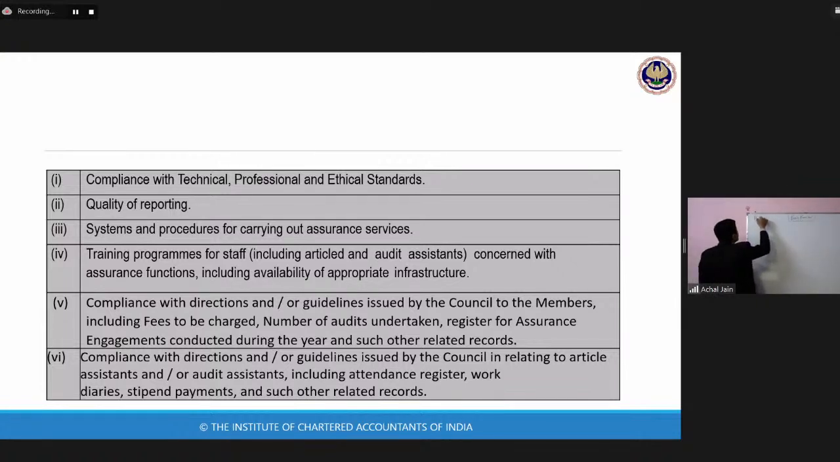So you can all move on to page number 17.7. Every practice unit, including its branches, based on their category as determined below, will be subject to peer review. Means every practice unit, every practicing firm will become subject to peer review if it is getting covered under any of these. Let's understand what are those.